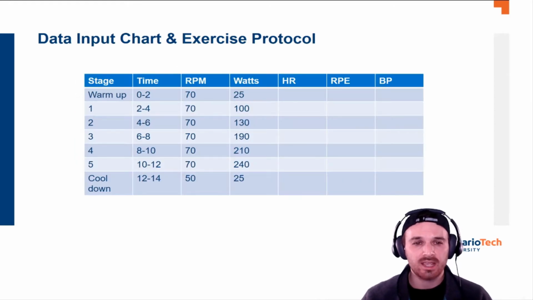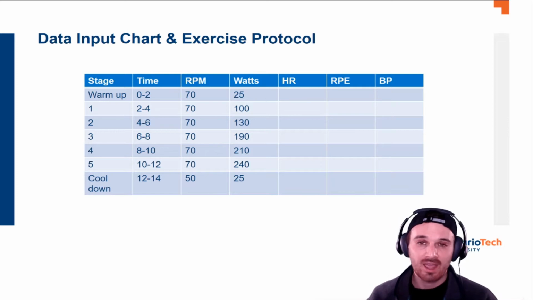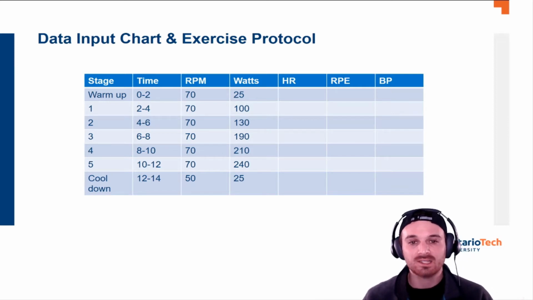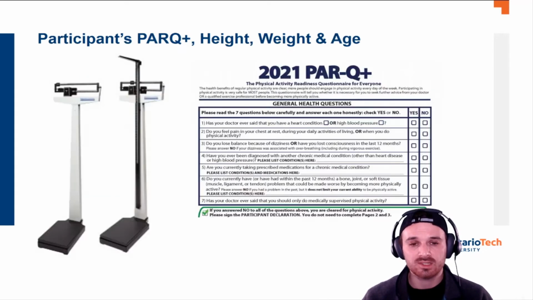Okay, so you're going to need your data input chart and your exercise protocol ready. Here I've designed an exercise protocol where the person is on a bike, warming up for 2 minutes at 70 RPMs. They then increase the wattage at roughly a rate of 15 watts a minute, so fairly slowly. This is for somebody who doesn't cycle all that much. But again, in that 10 to 12 minute range, getting up to 240 watts would probably be a pretty heavy load on someone who doesn't cycle all that much.